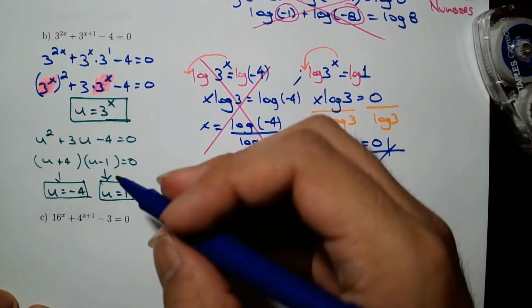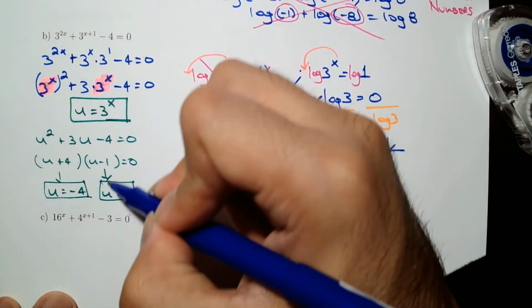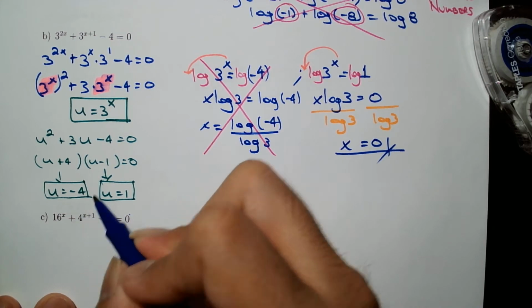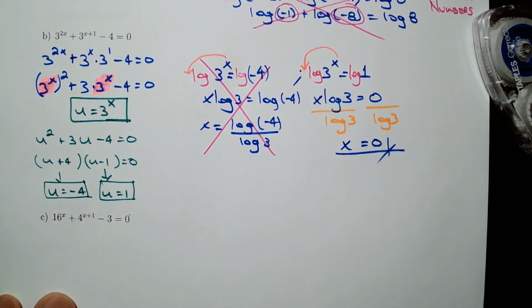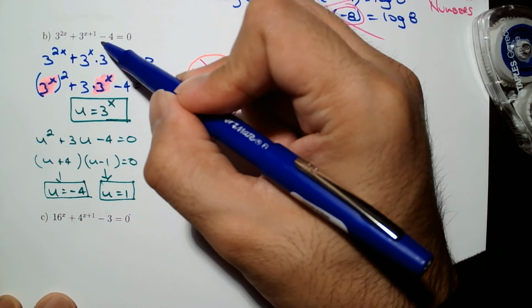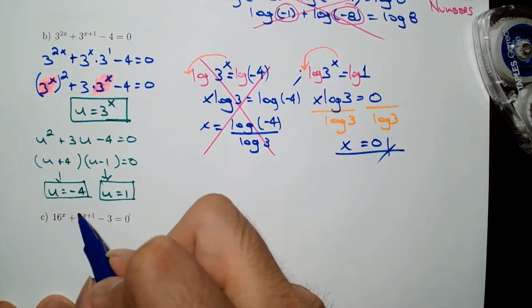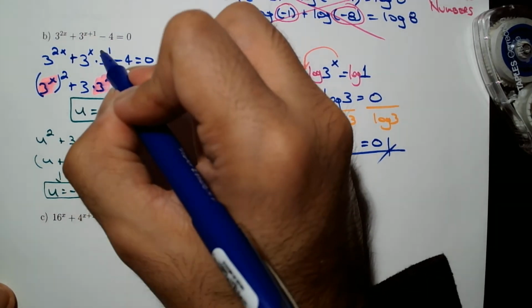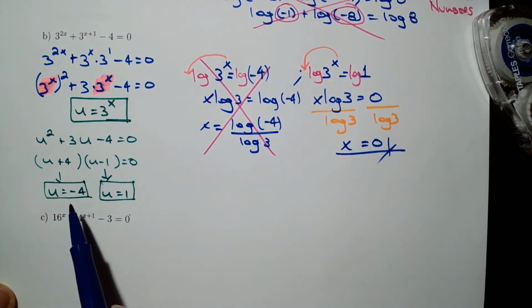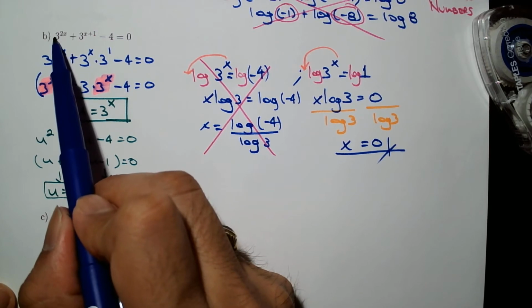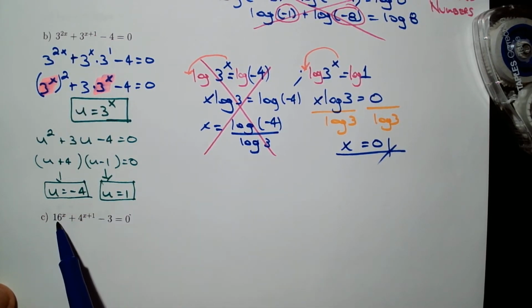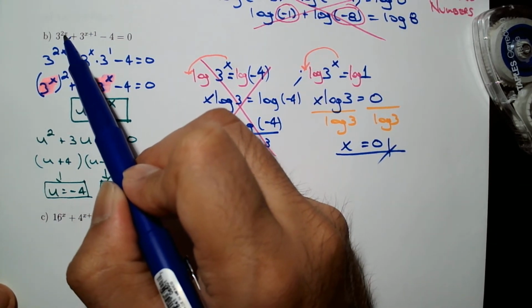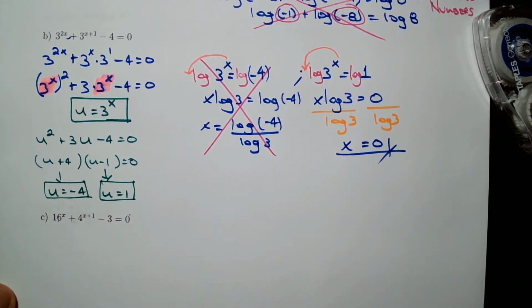So number one, these two equations are similar in the middle term, because they have the x plus 1 term. We're going to do something similar to what we did here. However, the difference between the equation in letter C and the equation in B is the bases. In B we have the same base, 3 and 3. In this case, we have 16 and 4. This one has the 2x as a power. This one doesn't have a 2x.